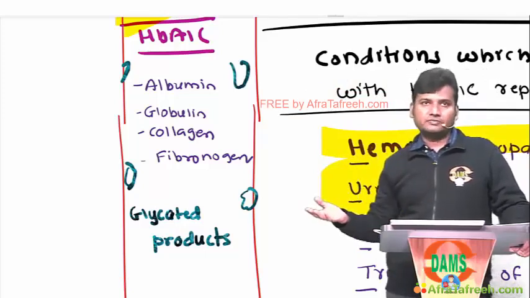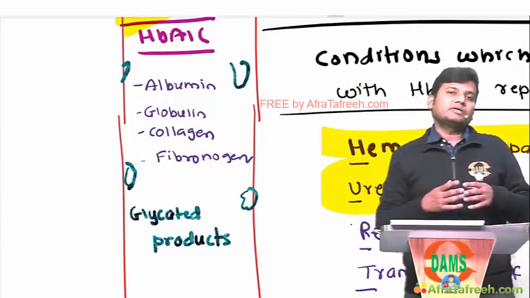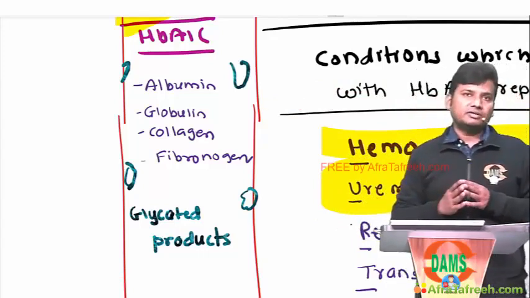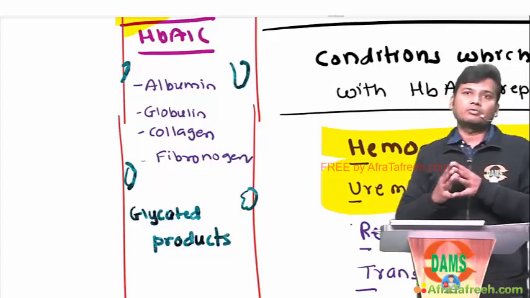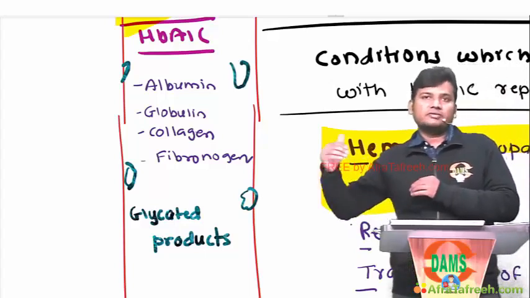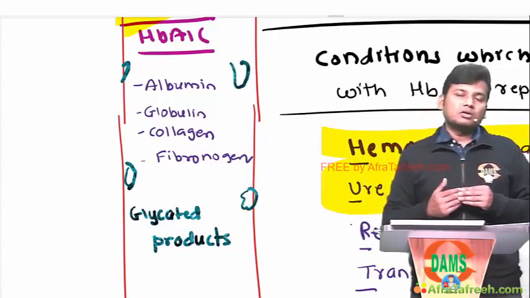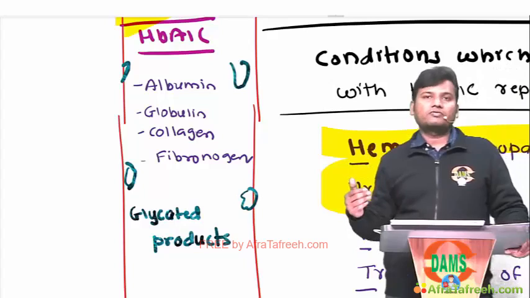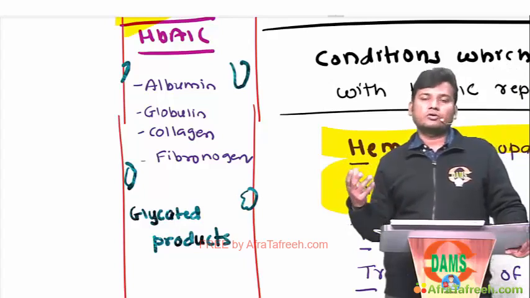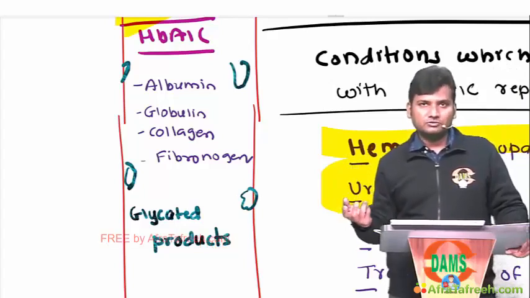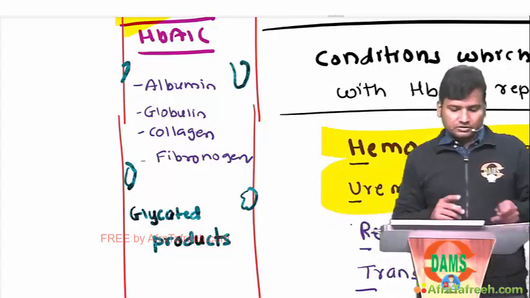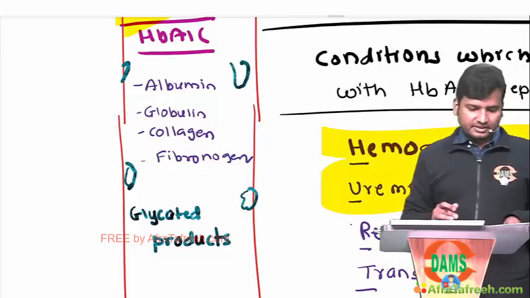Practically it is very difficult to measure glycated products, so we measure only glycated hemoglobin. If HbA1c is increasing, all glycated products are increasing, and the risk of atherosclerosis, thrombosis and thromboembolic episodes also increases. This is the importance of HbA1c.